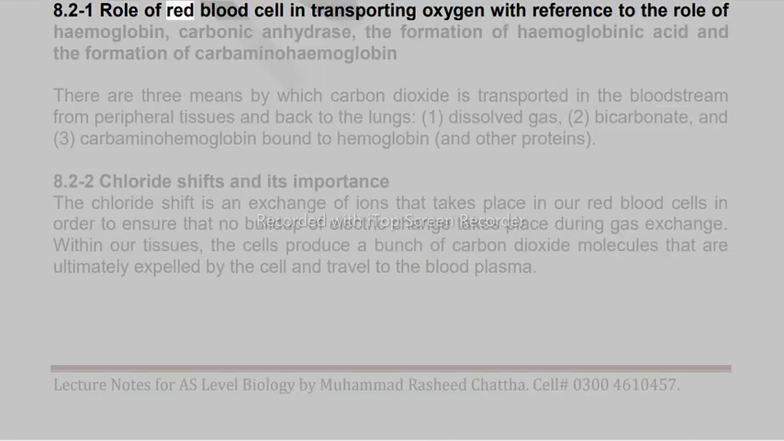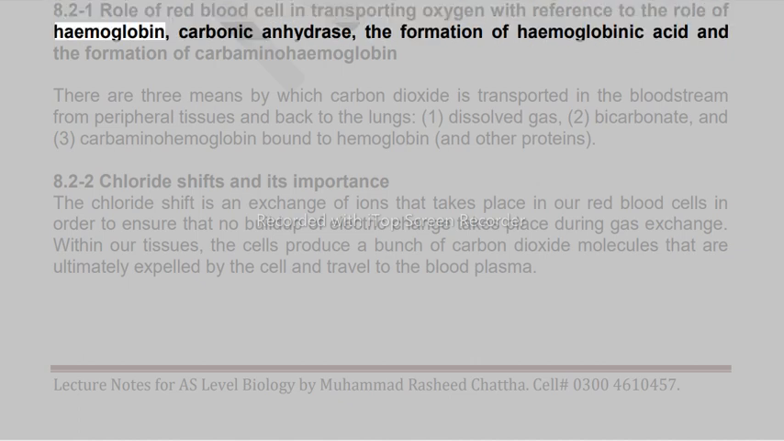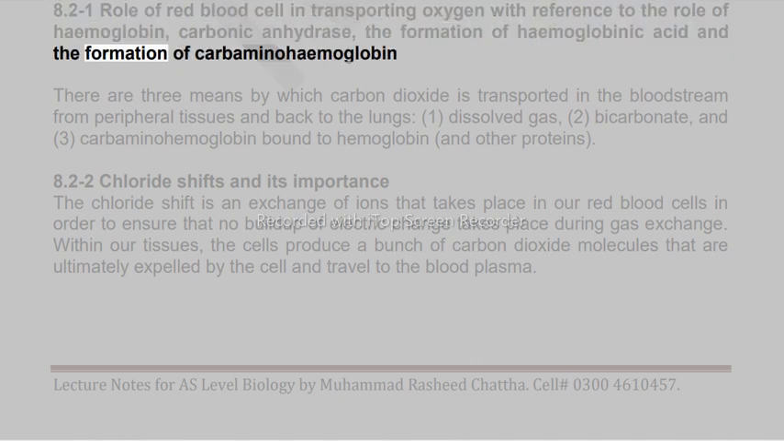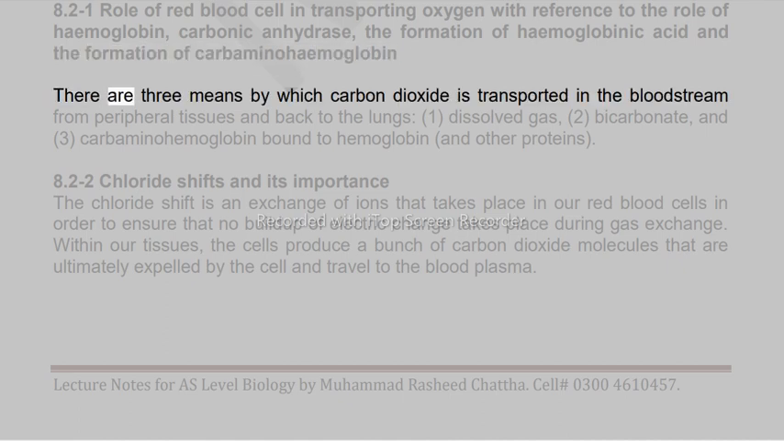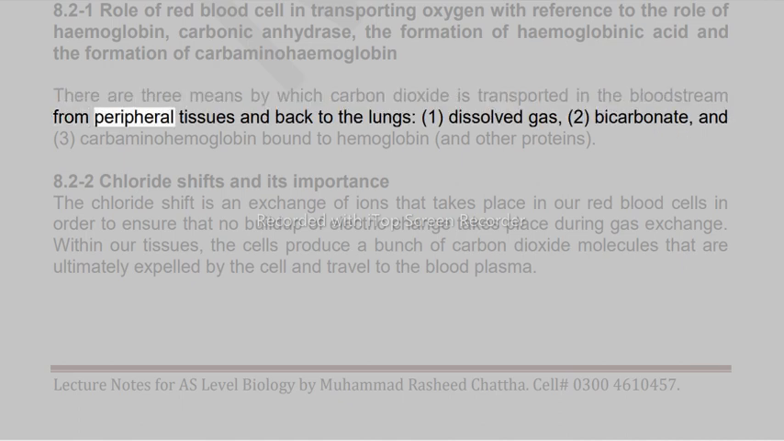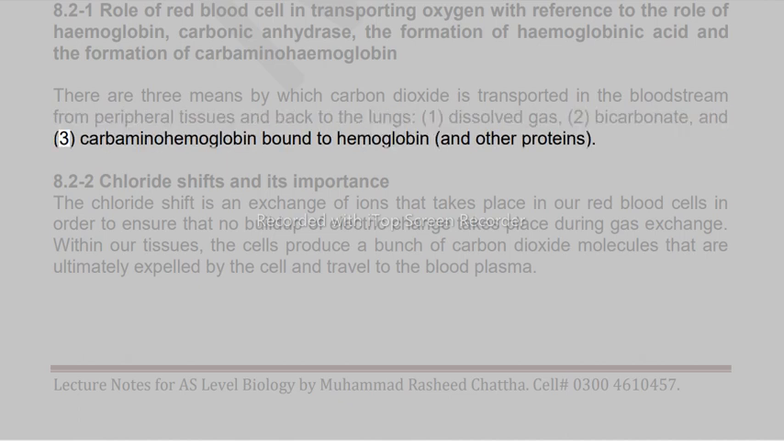8.2 to 1 Role of red blood cell in transporting oxygen with reference to the role of hemoglobin, carbonic anhydrase, the formation of hemoglobinic acid and the formation of carbaminohemoglobin. There are three means by which carbon dioxide is transported in the bloodstream from peripheral tissues and back to the lungs: 1. Dissolved gas, 2. Bicarbonate, and 3. Carbaminohemoglobin bound to hemoglobin and other proteins.